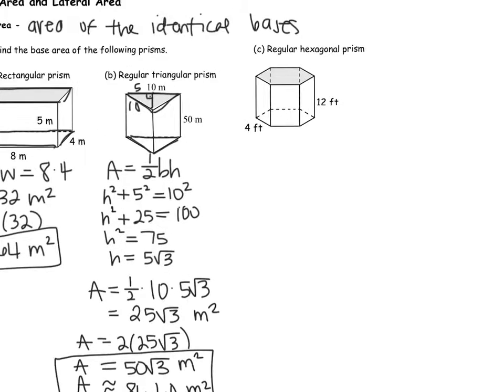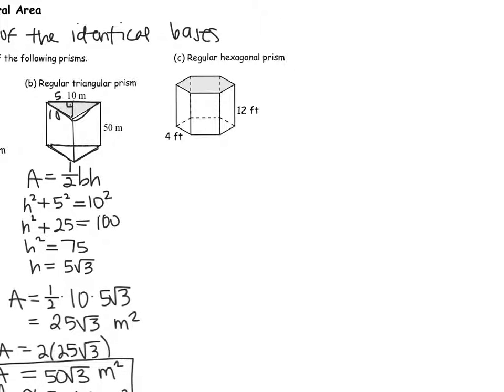Our last example is a regular hexagonal prism. Just like with the regular triangular prism, that means all 6 sides of our hexagon are the same length, which means they're all 4 feet. Now, there's no exact way to find the area of a hexagon, but what we can do is split that hexagon into 6 equilateral triangles. So the way we find the area of a hexagon is 6 times 1/2 base times height, because there are 6 triangles that have the same area of 1/2 base times height.